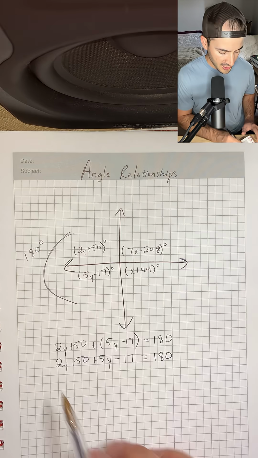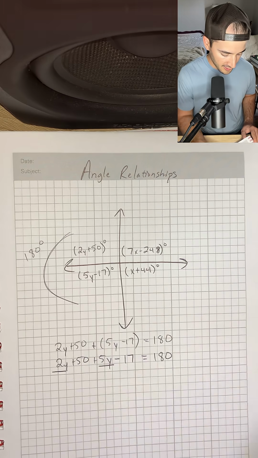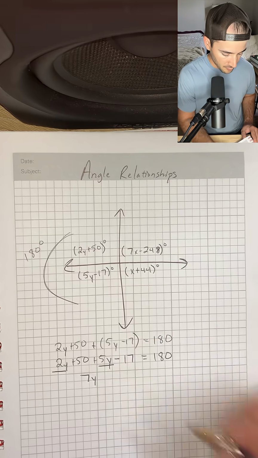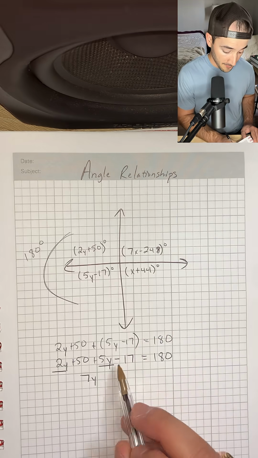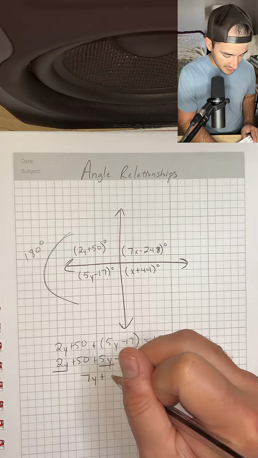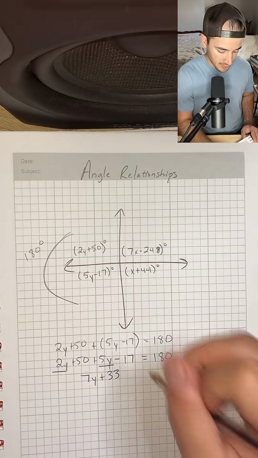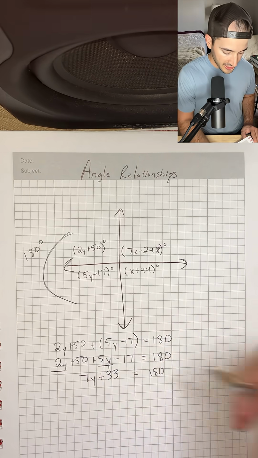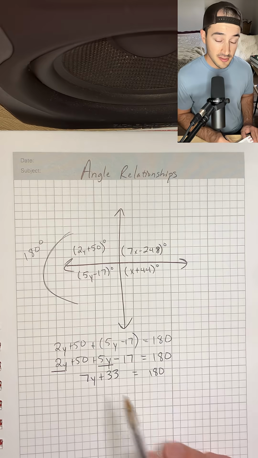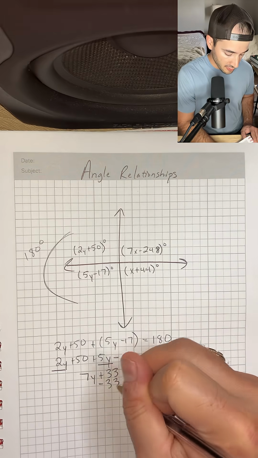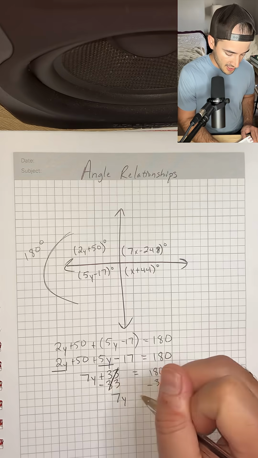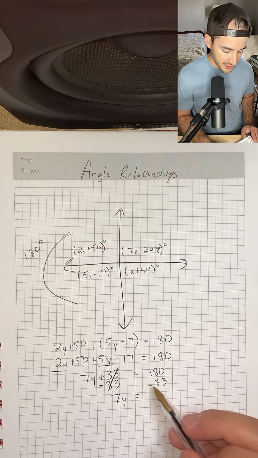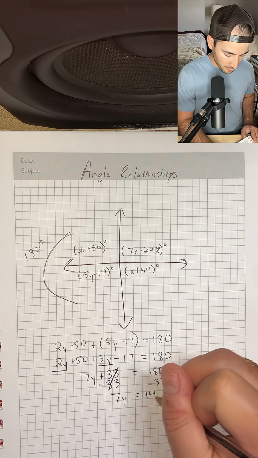So now we can combine like terms. So 2y and 5y make 7y. And then 50 and negative 17, or 50 minus 17, would be plus 33. And that's going to be equal to 180. So now we have a two-step equation. We're going to subtract 33 from both sides to get 7y is equal to 180 minus 33, which is 147.